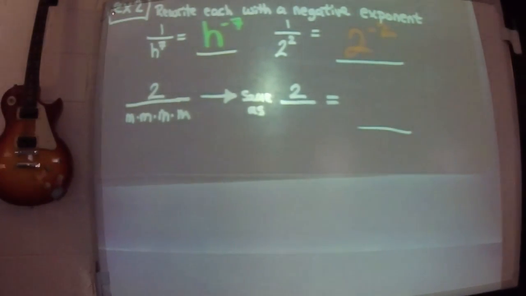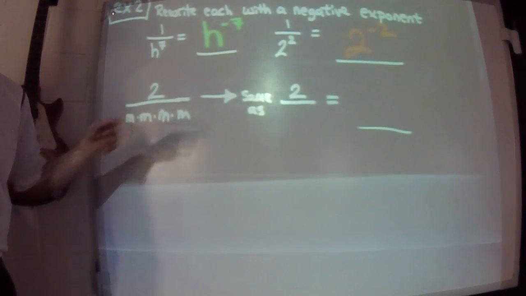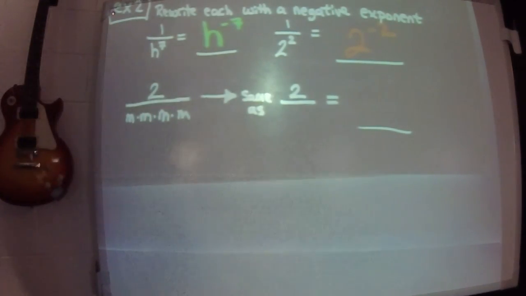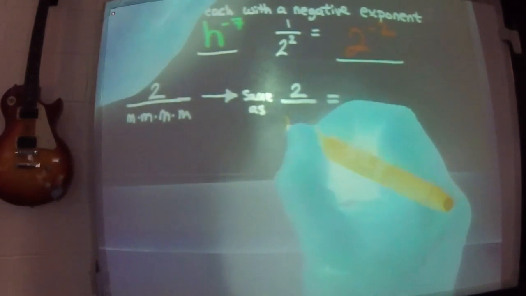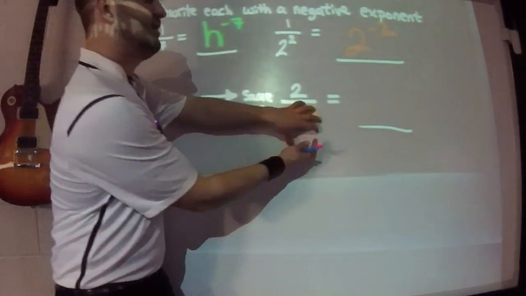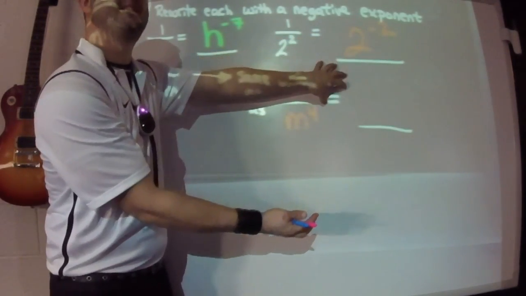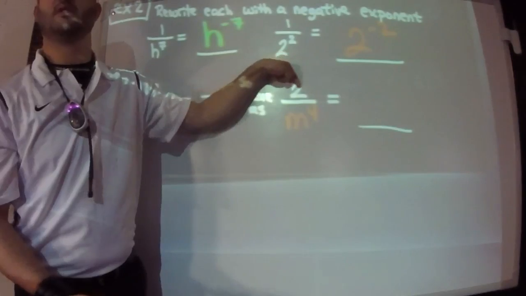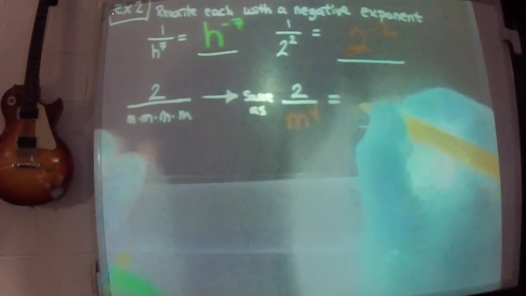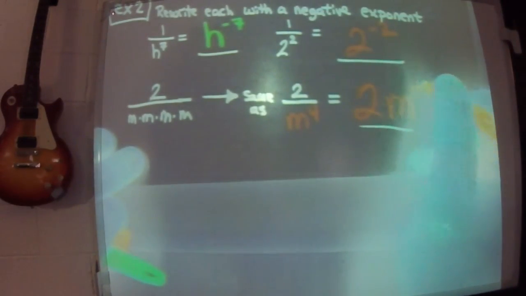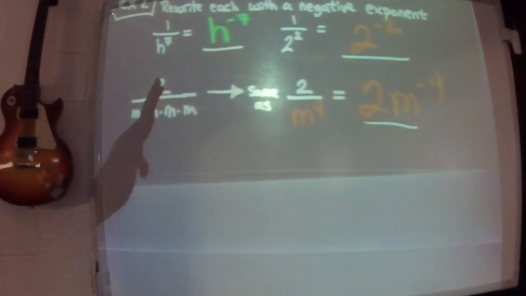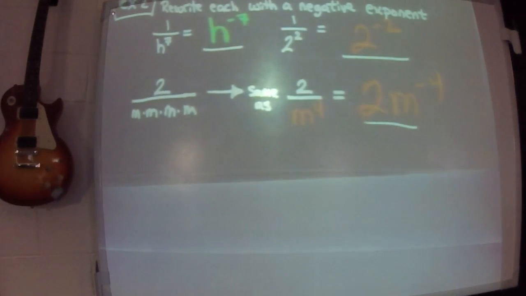All right, on this problem it says 2 over m times m times m times m. Well, that's repeated multiplication. What does m times m times m times m really mean? M to the 4th. So it's 2 over m to the 4th. Now if I want to write this as a negative exponent, I'm going to bring my m to the 4th up and make it m to the negative 4, along with that 2. The 2 is already up. So it's going to be 2, and then m to the negative 4. The 2 was already up there, and I just brought the m with the negative exponent up.